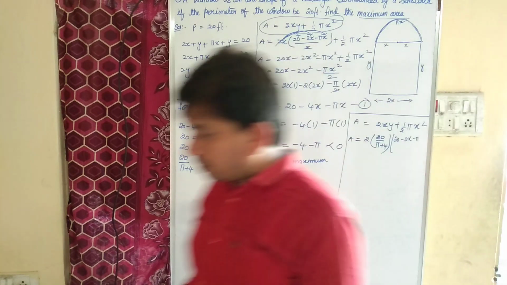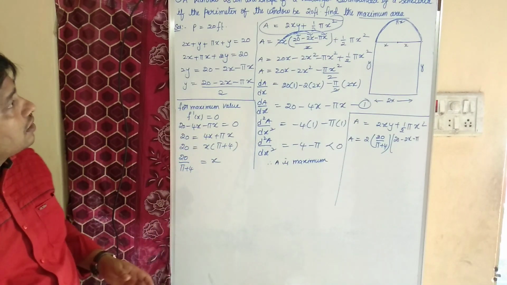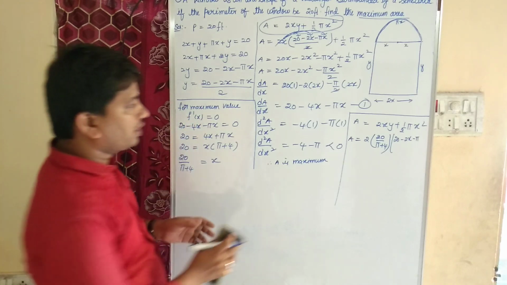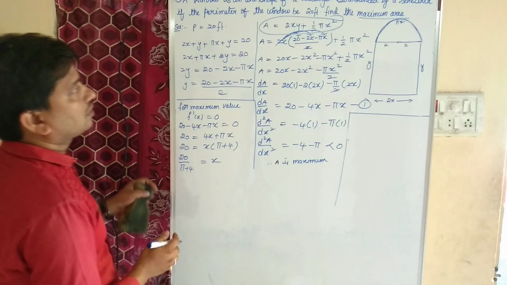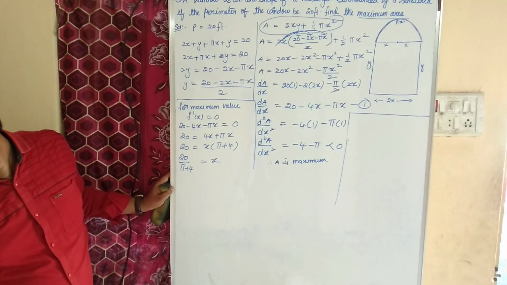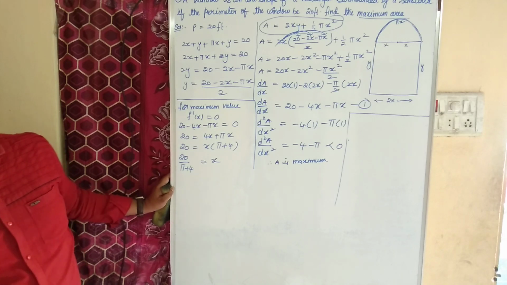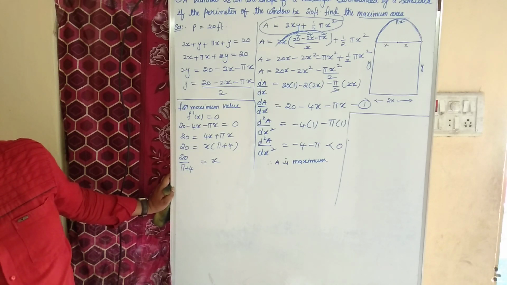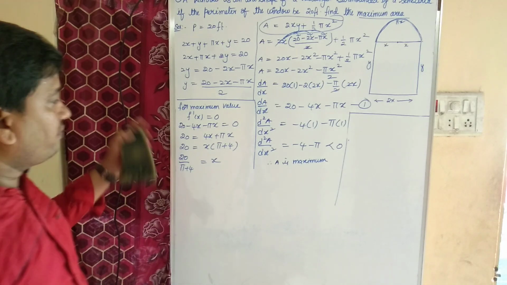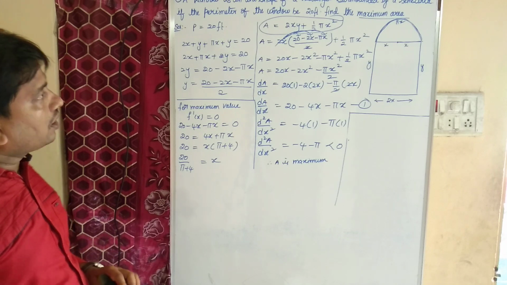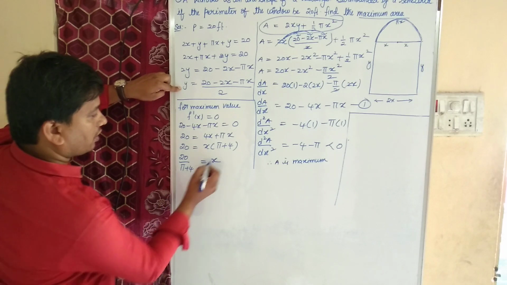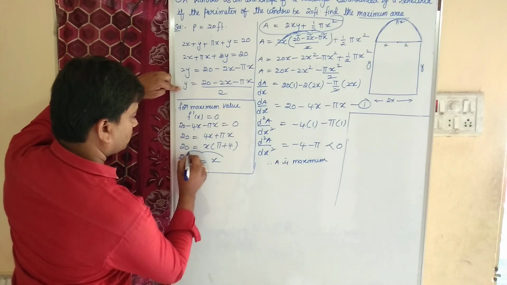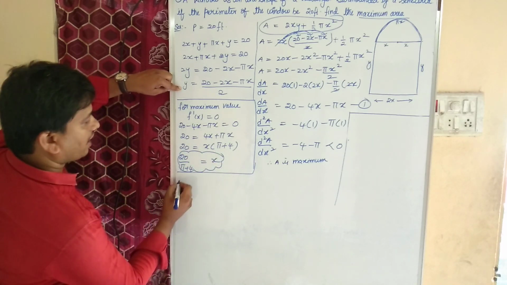So what do we do, children? Area is 2xy plus 1 by 2 pi x square, right? Let me do it here, I don't have place here. For the maximum value, first of all let us find the y value so that we can easily substitute. How to find the value of y? We got the x value, now let us find the value of y.